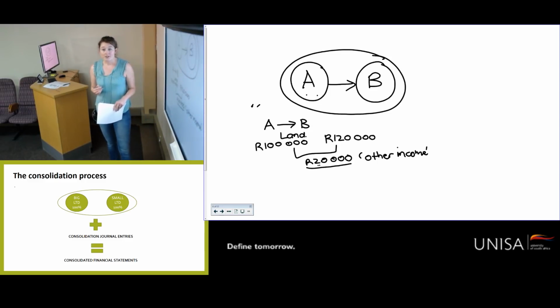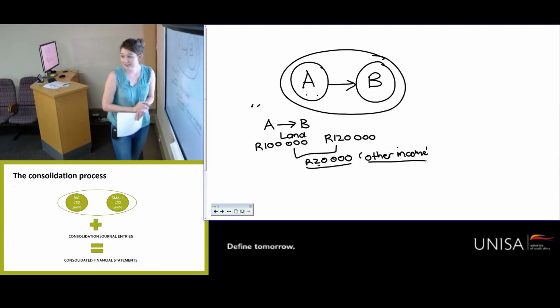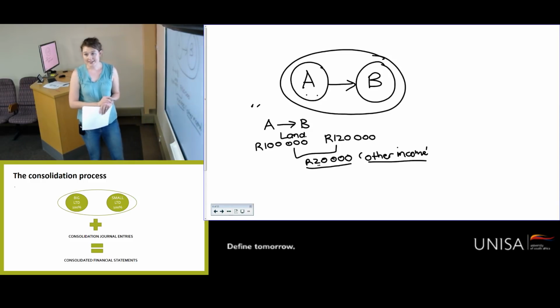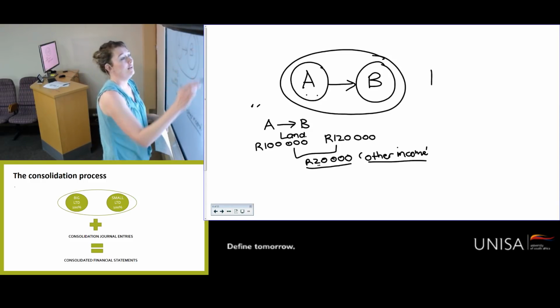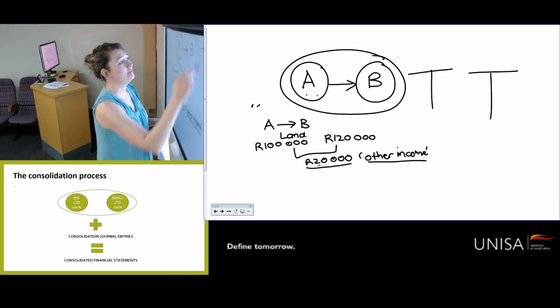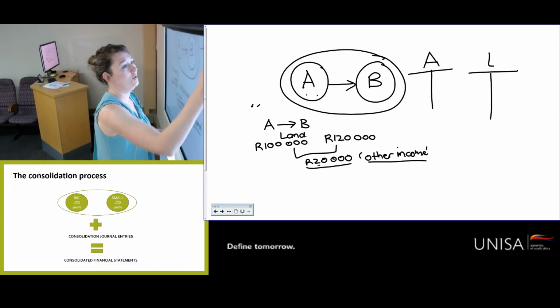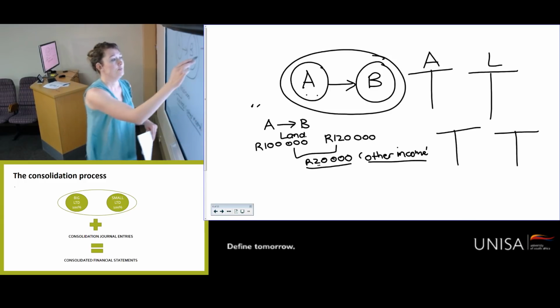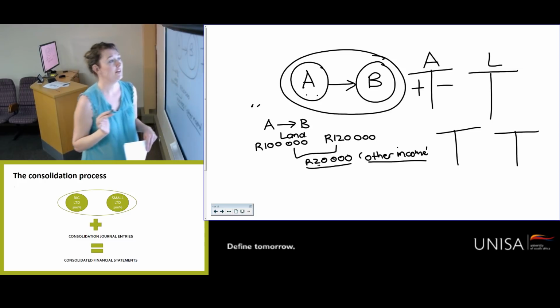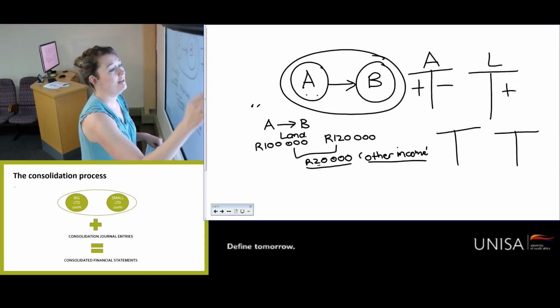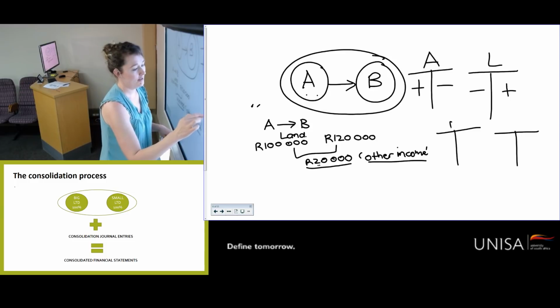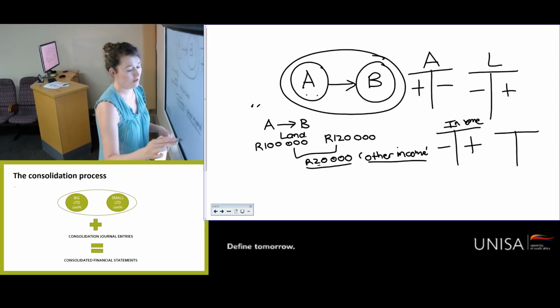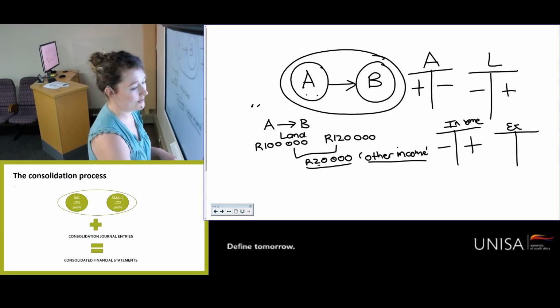So where do I take it out? From other income. How do I take it out? Well, we go back to our good old T accounts, and we know that assets increase on the debit side. We know that liabilities increase on the credit side. We know that income accounts increase on the credit side, and expense accounts increase on the debit side.